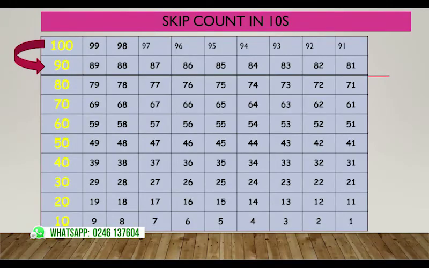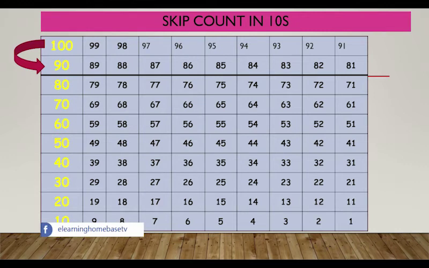Skip counting in 10s. We are now okay with skip counting in 2s and in 5s. Now we are going to skip count in tens. Numbers ranging from 100 to 1. So from 100, we move straight to 90. From 90, we move to 80. From 80 to 70. From 70 to 60.